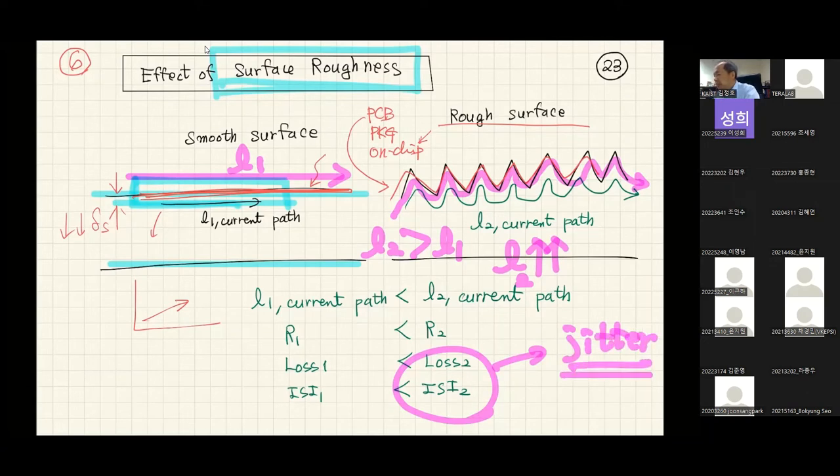In the textbook or in ideal conditions, we assume a smooth surface and estimate a certain deterministic jitter because of ISI, but the actual jitter might be higher than we expect. One of the causes of that problem is surface roughness. That is what is actually happening when we are designing our computers in their environment.